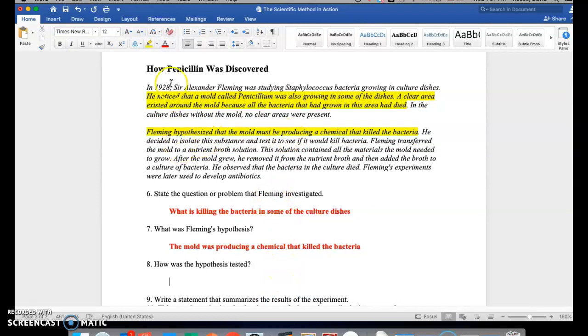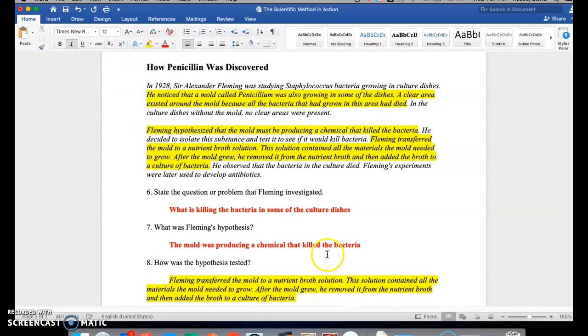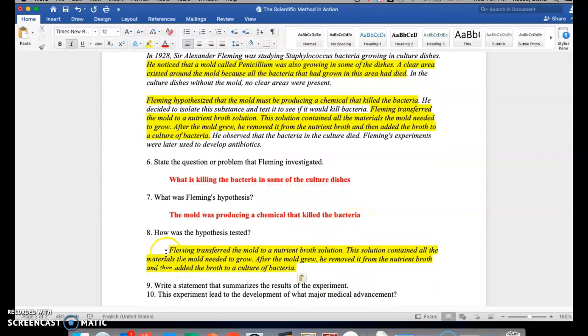Again, we go up to our reading. He transferred the mold to the broth, he removed it, and then added the broth to the bacteria. Okay, right there is what we have. So I'm just going to cheat a little bit here and paste that right there.